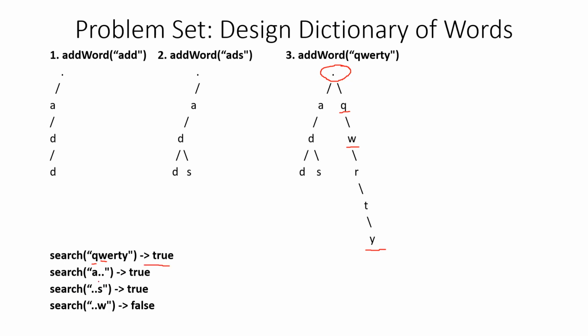On the next, it's a. Here on a, we start with this letter. Then we check, does A have any children? Yes, it has. So we go to the D. After D, does D have any children? Yes, it has two children. That's why we return true. And the same rule applies for this search.